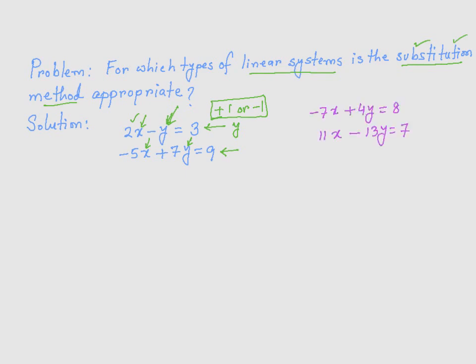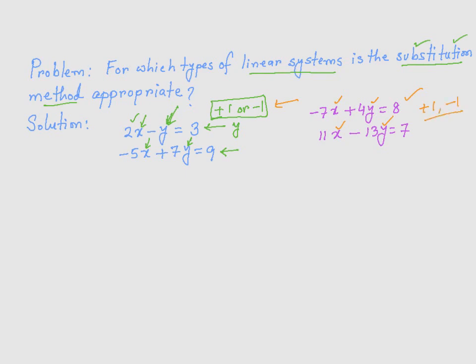On the other hand, here is another linear system. This is a system that is not suitable for the substitution method. The reason is that if we look at the coefficients of x and y in both of these equations, we see none of these variables has a coefficient that's either positive 1 or negative 1, as we are looking for. So we are looking for a coefficient of positive 1 or negative 1.